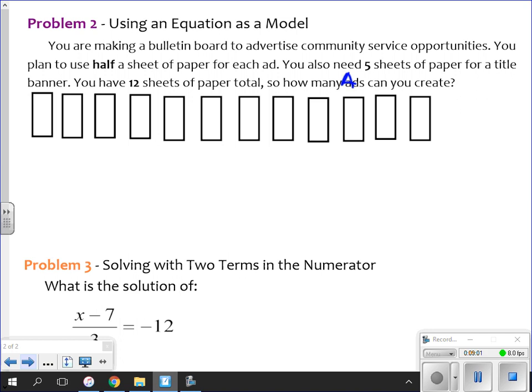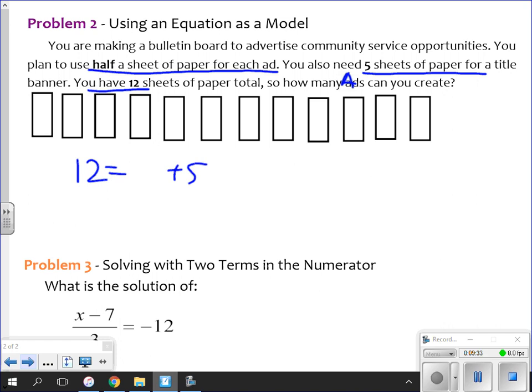Okay. Then I look at the rest of the information that I have. I plan to use a half sheet for each ad. I have 12 sheets altogether and 5 sheets that I'm using for a title. So how many sheets of paper do I have altogether? I have 12. So whatever I have has to equal 12. 12 total sheets equals. How many sheets of paper am I going to use anyways? 5. So I'm going to have 5 sheets that I'm using no matter what.